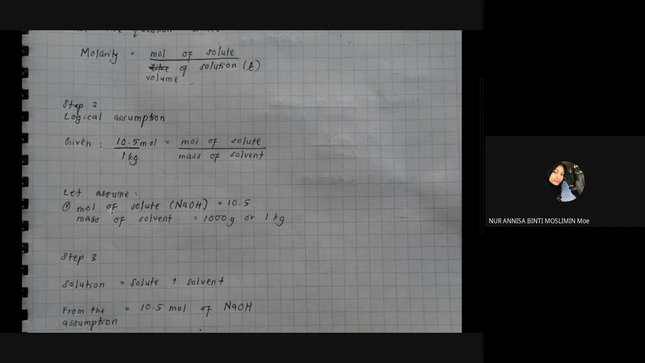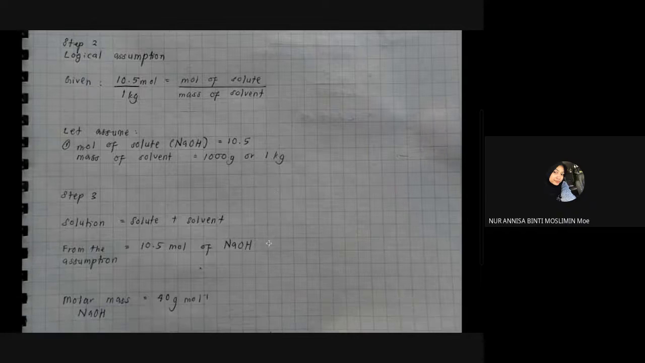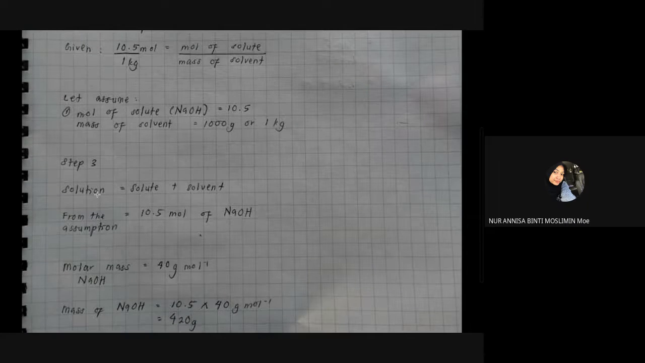So this is it: moles of solute NaOH is 10.5, and mass of solvent is 1000 grams or 1 kg. For step 3, we need to find the mass of solution, which is mass of solute plus mass of solvent.